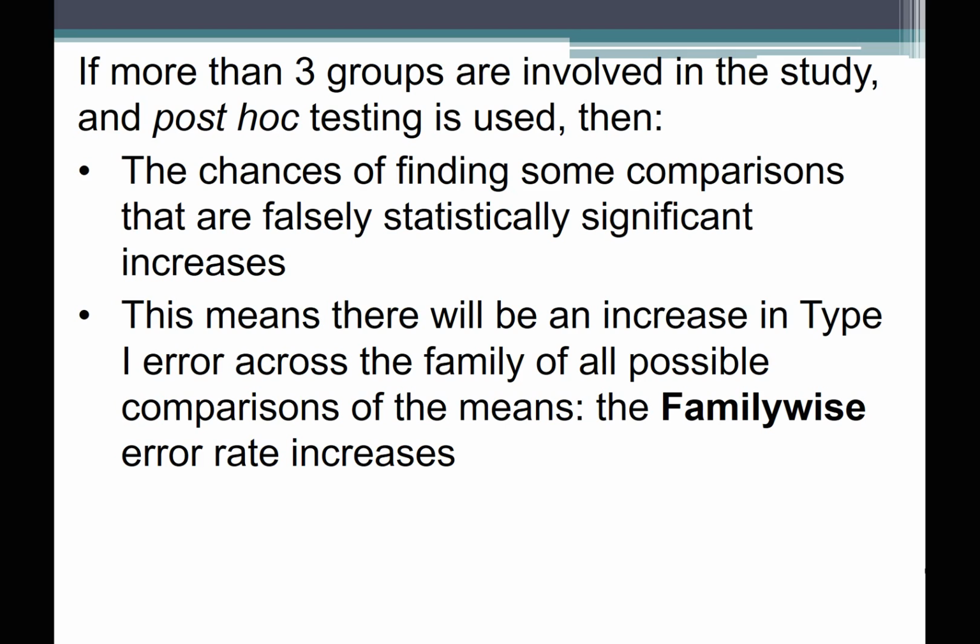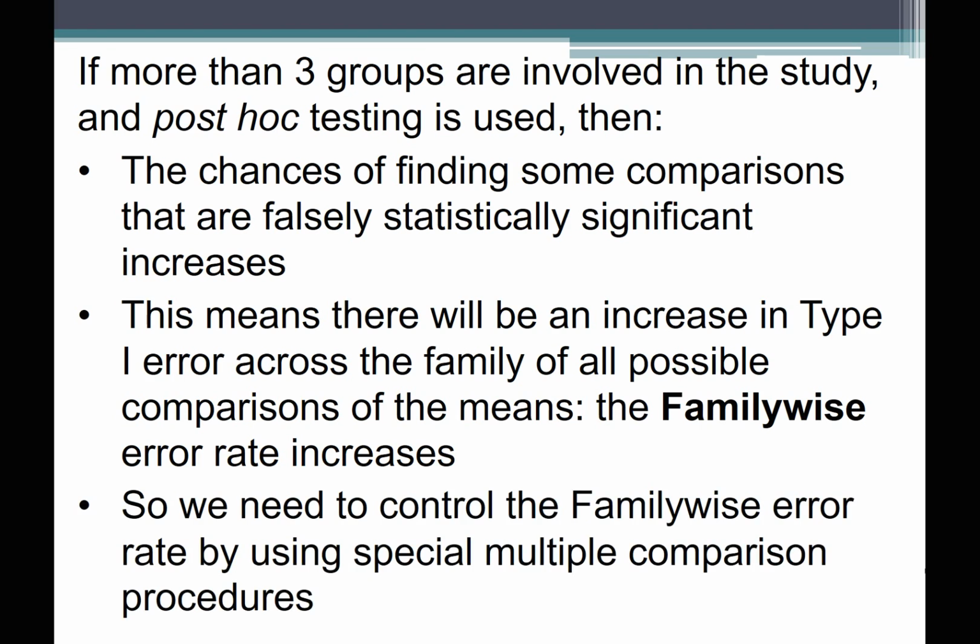So if you think, oh, I'm doing 6 comparisons because I have 4 groups, that's a family of comparisons. The error rate across all 6 of those tests, that family of tests, is higher than if you were just doing one test. So the family-wise error rate has gone up. We need to control for this, and we do that by using special procedures when we do multiple comparisons.